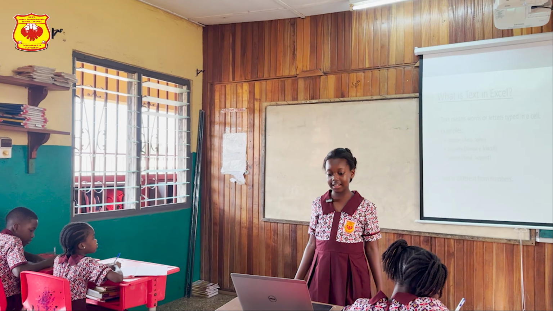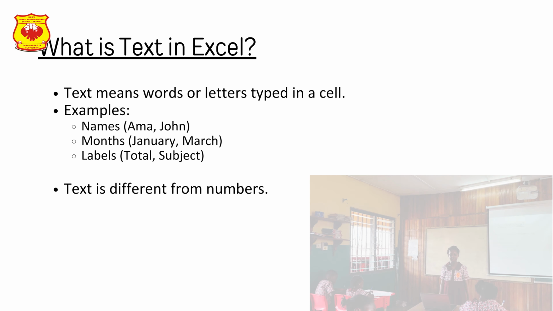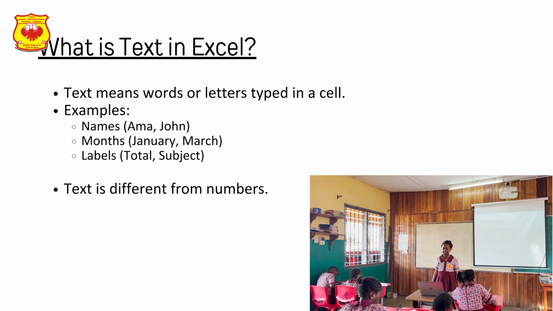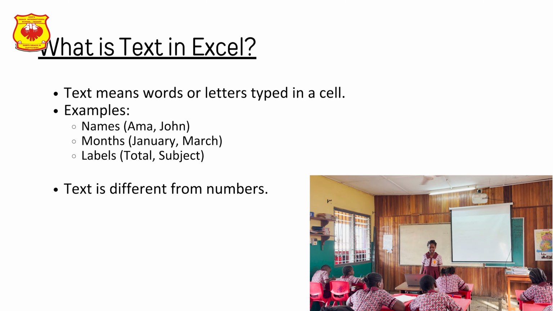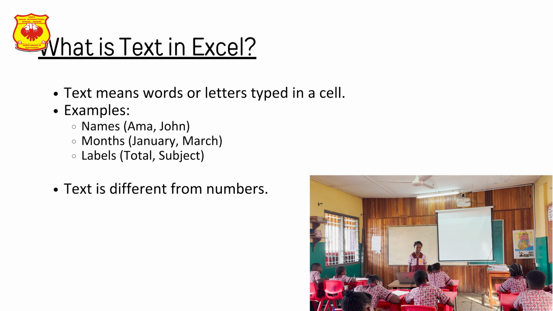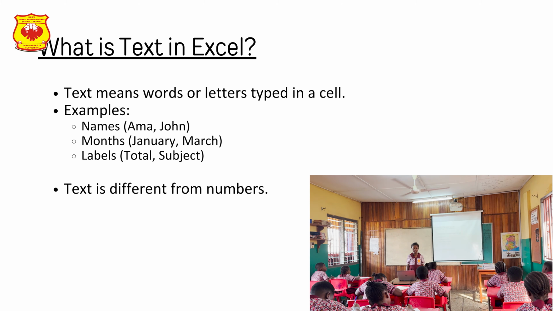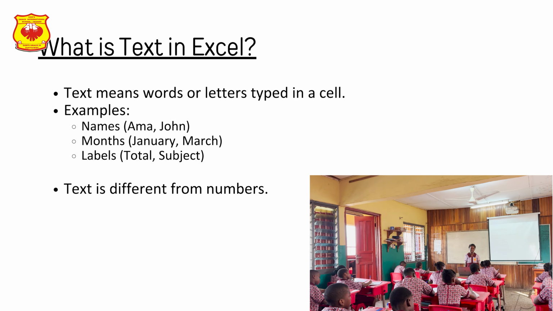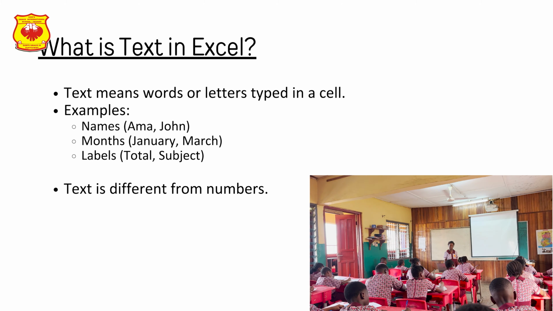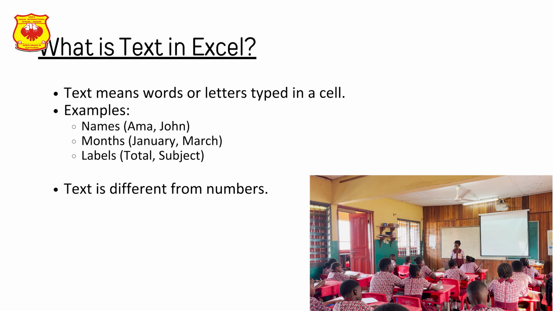What is text in Excel? Text means words or letters typed in a cell. Examples: names like Amma and John, months like January and March, labels like total and subject. Text is different from numbers.